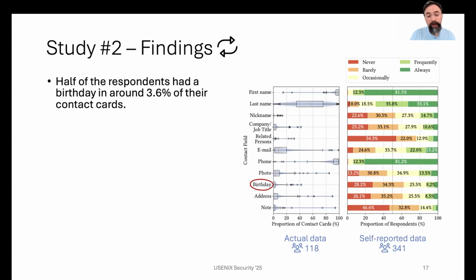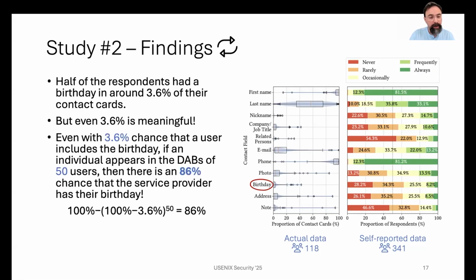around 3.6% of their cards. But even 3.6% is meaningful here. Doing some back of envelope calculation, because of the interdependent nature of that data, even rarely included fields can still lead to privacy breaches. For example, if there is only a 3.6% chance that one user includes your birthday, and you appear, let's say, in the contacts of 50 users, there's an 86% chance that the service provider has your birthday.